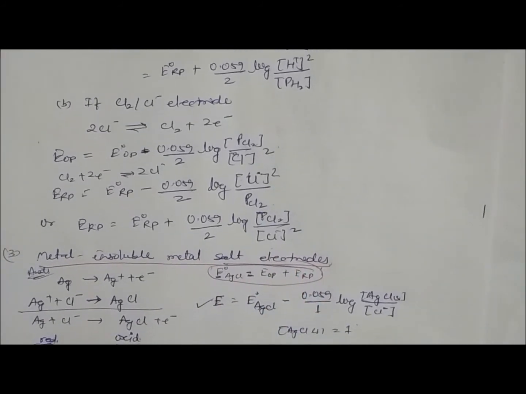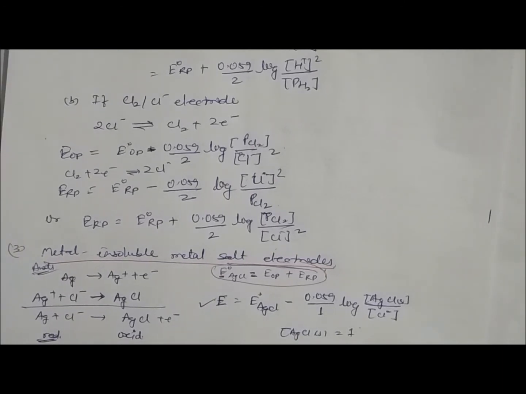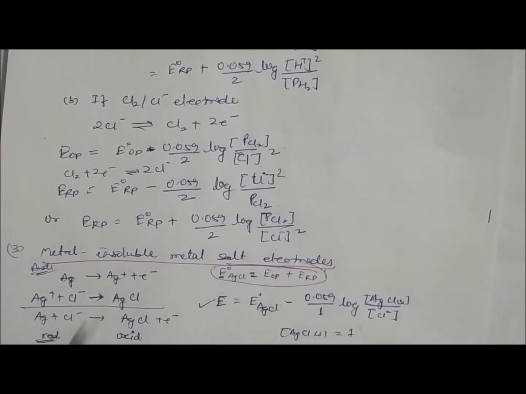Similarly here, if you are using insoluble metal salt electrodes, at the anode, what happens? Silver will lose electrons, and the silver will react with the Cl minus in the solution. It will form AgCl. So we have Ag plus Cl minus giving AgCl plus electrons. This is the reduced state, this is the oxidized state. So E naught of AgCl will be, how much? It will be E OP plus E RP.